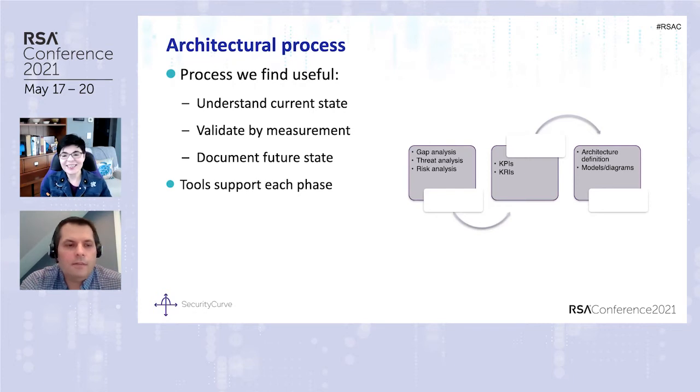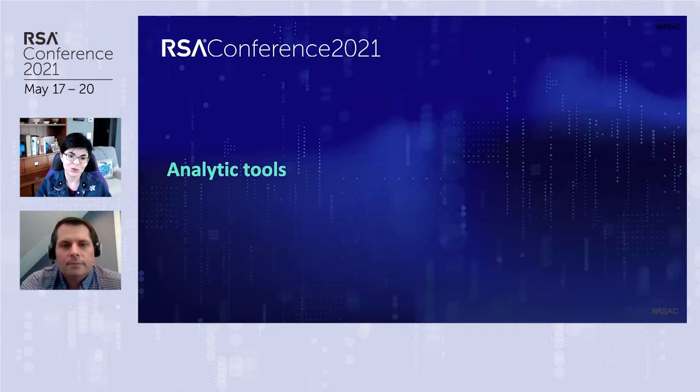I also do not. So the architectural process at a high level is really around understanding your current state, validating that, using metrics, using measurements, and then documenting where you are and where you want to go in the future state. So if you see those 3 steps within the architectural process map to the categories of the tools that we're going to be talking about. And we broke that out. That's why we brought the tools into the architectural process rather than layering the process over the tools.